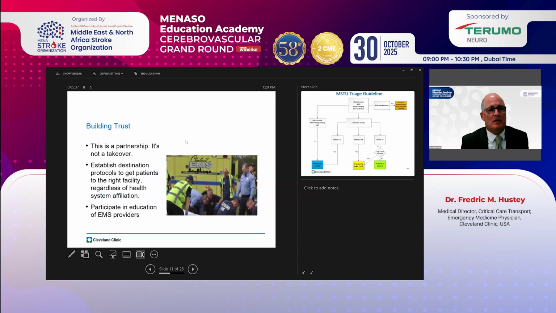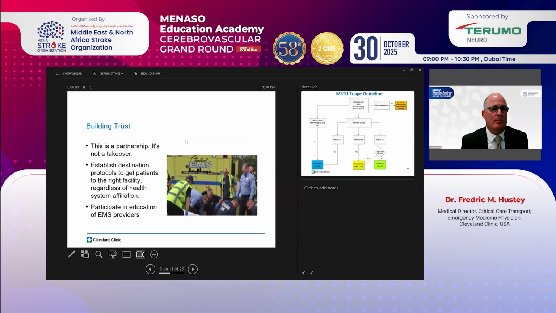And then we had to build trust. Depending on your environment, these may or may not be challenges for you, but we had to show them that this is a partnership. It's not a takeover. For us, Cleveland EMS, which is our biggest partner, initially a lot of the EMS providers were concerned that we were going to take over their job, that they weren't going to be needed anymore to transport these patients, that we were just going to go get the patient, take them to the hospital, and they were going to be out of work.